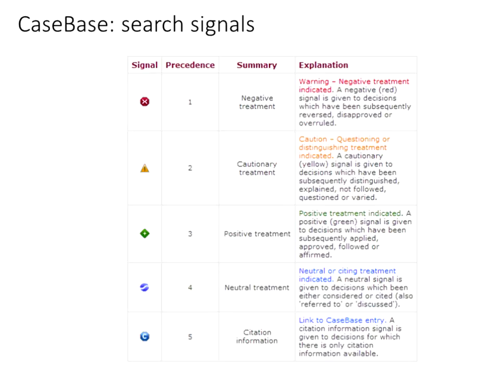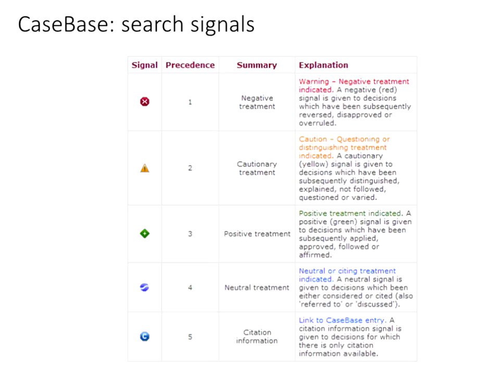Again, the databases are a lot more helpful these days, and they have these signals in the way in which things are happening. So like traffic lights, you've got red, orange and green. So negative treatment is red, so it indicates that a case has been reversed, overruled or disapproved, for example.